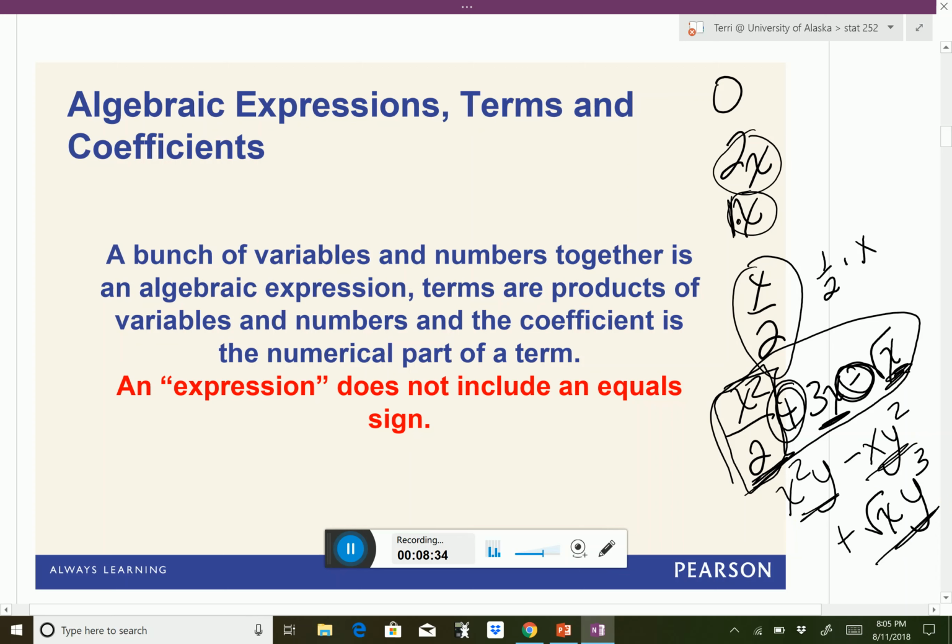So an important thing to know is the expression does not include an equal sign. This is not an equation, this is an expression. So you'll hear me say expression sometimes, you'll hear me say equation sometimes.